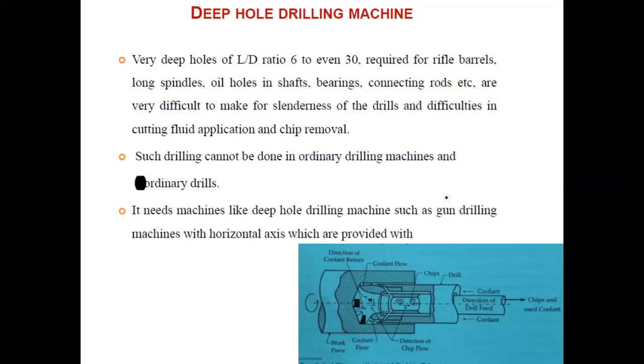Slenderness means the length is very high compared with the diameter. High slenderness is very difficult to drill with conventional machines. That's why we have this special purpose drilling machine called the deep hole drilling machine. This kind of drilling cannot be done in an ordinary drilling machine, because this much depth of hole is difficult to make. It needs a machine like the deep hole drilling machine, such as for gun barrels, with a horizontal axis.